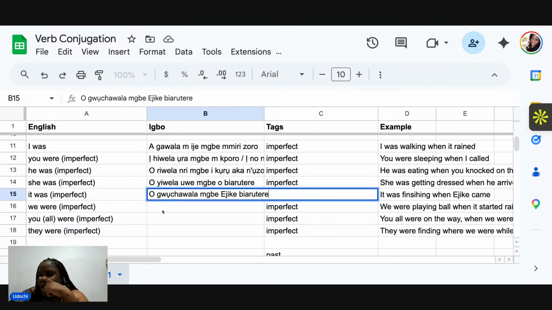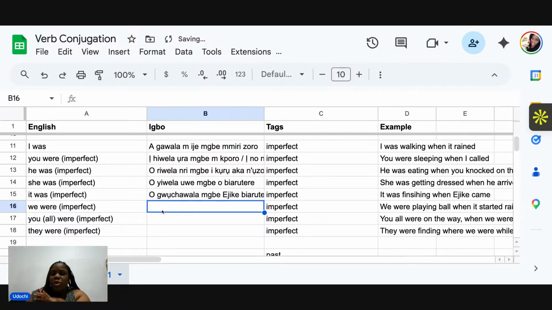Which is what I think you need to know: number one, the context of the finishing and what is finishing, because the verb changes depending on that. And then you have to consider everything else in the sentence.